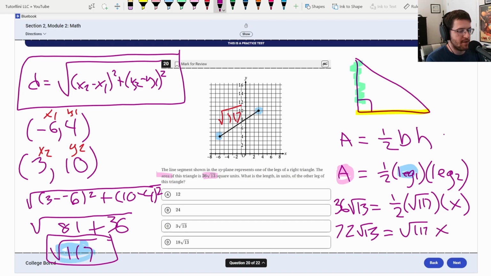And now I'm going to divide both sides by square root of 117. Great, and I just did that on my scientific calculator, which handles radicals better, but I think you can do it on Desmos as well since it comes out nicely. So I divided both sides by square root of 117, 72 root 13 over root 117, and I got x equals 24. And that gives us answer choice B.